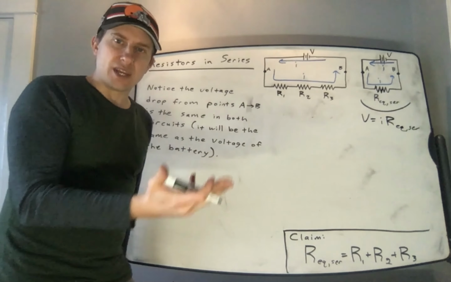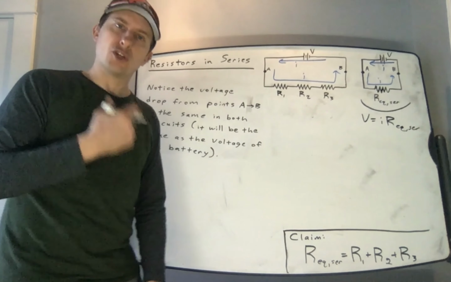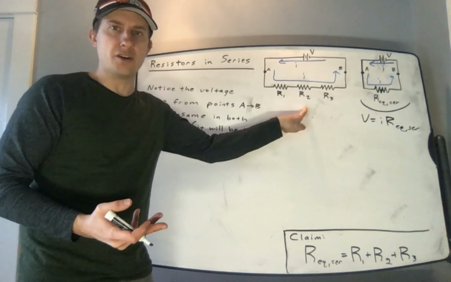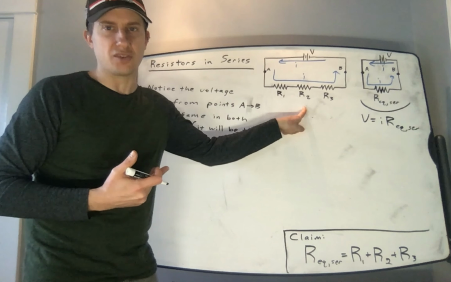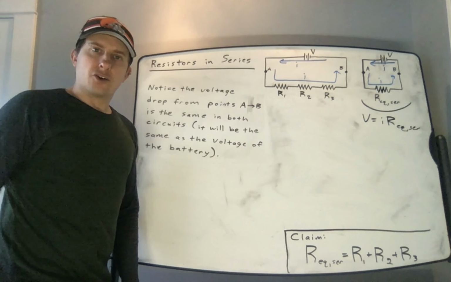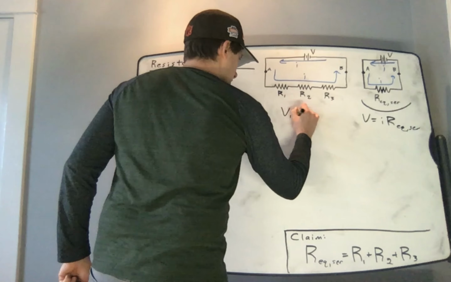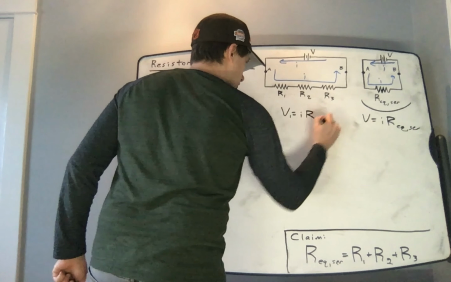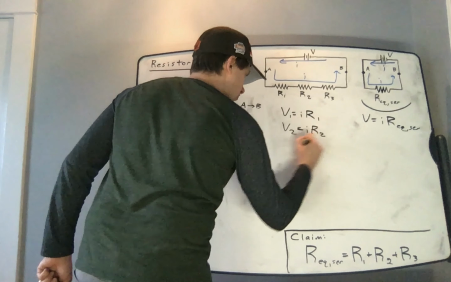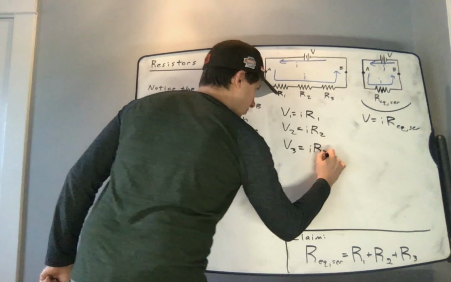Now there will also be a voltage drop across these 3 individual resistors, which I will label: voltage drop across resistor 1 is V1, voltage drop across resistor 2 is V2, and voltage drop across resistor 3 is V3. I could also use Ohm's law to say that the voltage drop across resistor number 1 must be equal to I times R1, the voltage drop across resistor 2 must be I times R2, and the voltage drop across resistor 3 must be I times R3.